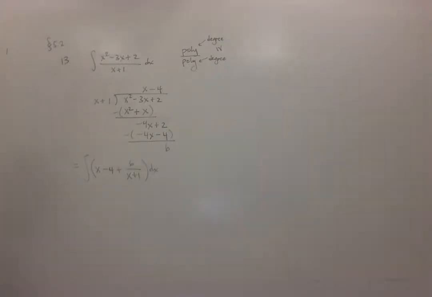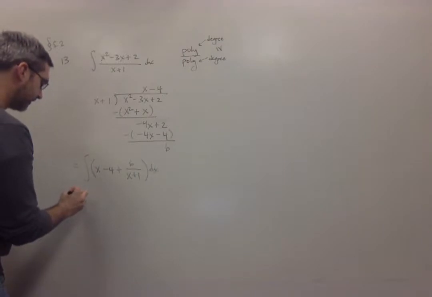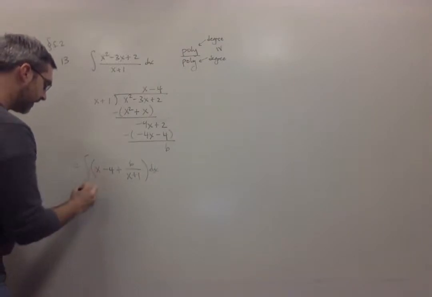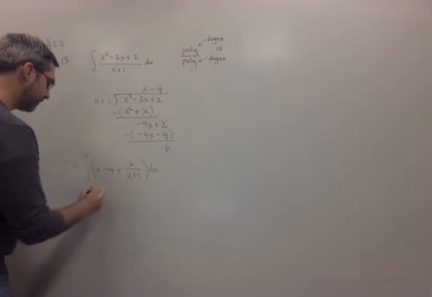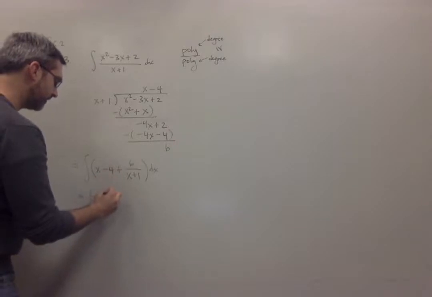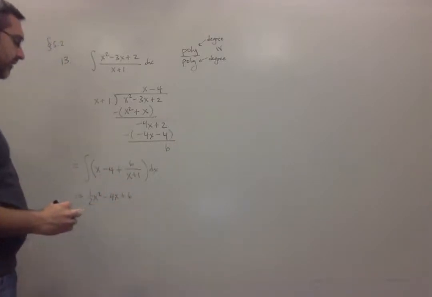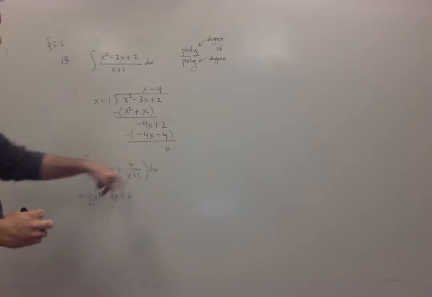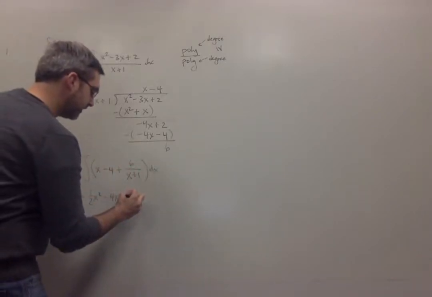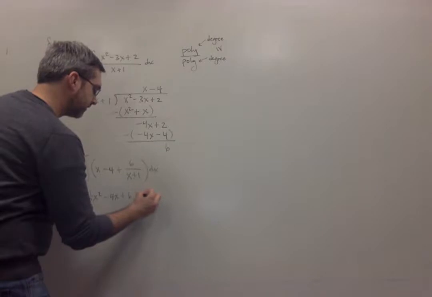And now it's in a form that's much, much easier for us to anti-differentiate. So we've got x becomes 1/2 x squared, 4 becomes 4x. The 6 just comes along for the ride, and just like if we had 1 over x, this is going to be natural log of x plus 1.